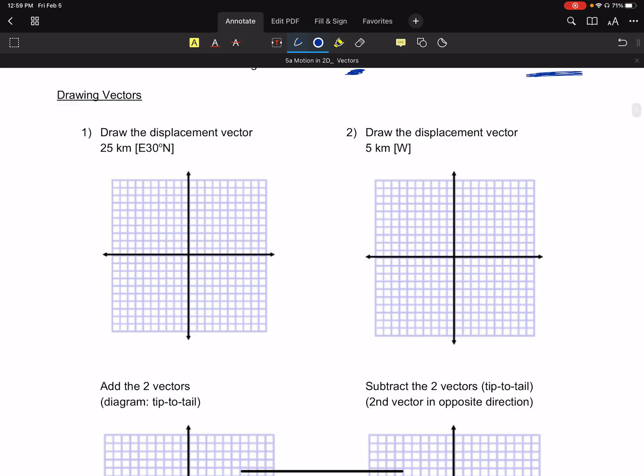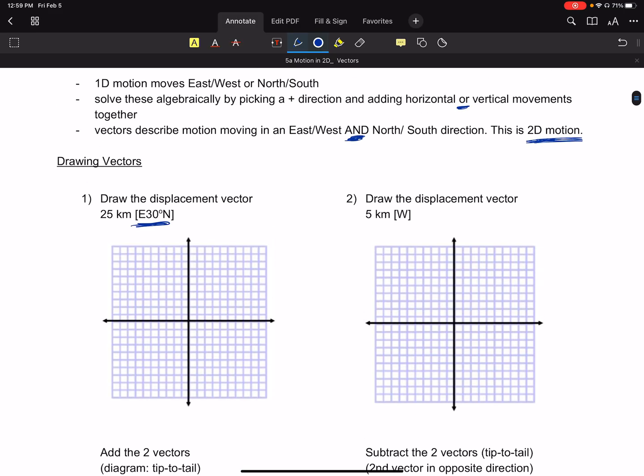So draw a displacement vector 25 kilometers with the direction east 30 degrees north. What we're going to do is focus on the direction. Okay, now maybe let's take a moment here and just study. A vector is essentially just an arrow that shows the direction. You have the tail part of it, and then you have the tip or the head part of it. And essentially the length of the line tells you the magnitude. So the length equals the magnitude.